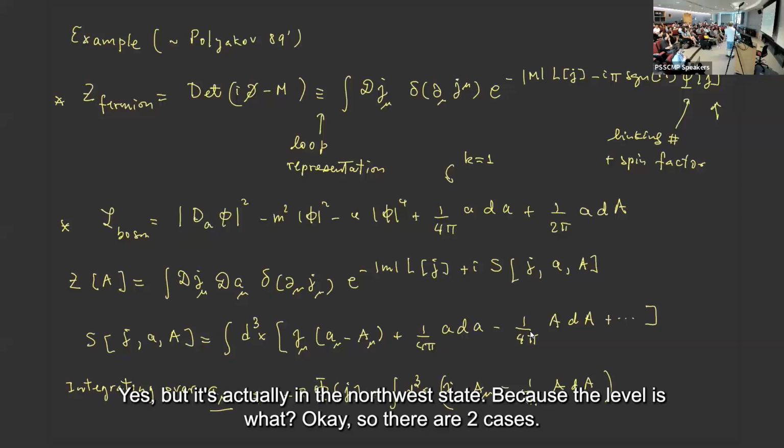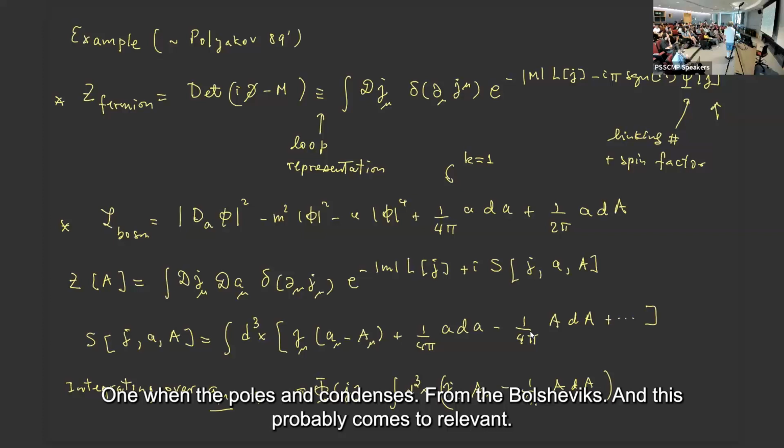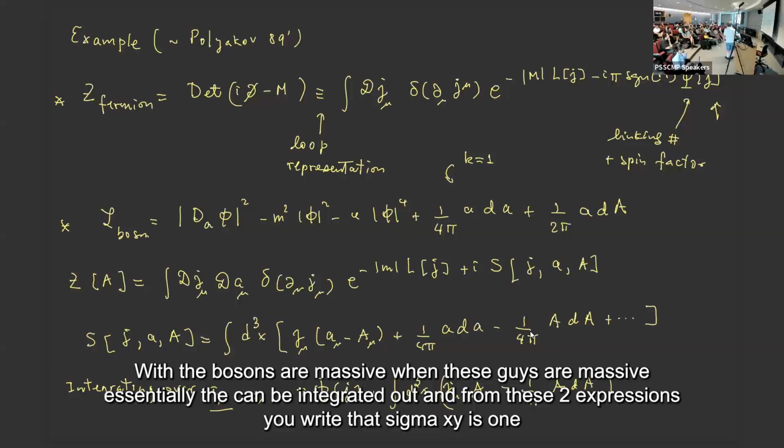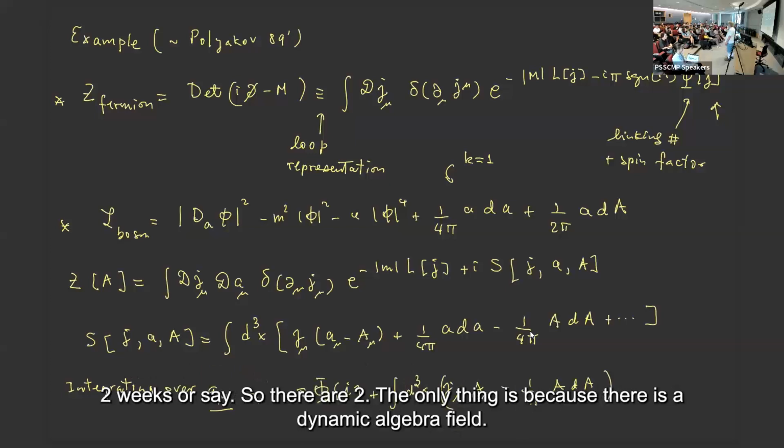Okay, so there are two cases. One, when the boson condenses. When the boson condenses, the gauge fields basically become massive, and this term becomes irrelevant, and you get nothing, it's a pure insulator. When the bosons are massive, essentially they can be integrated out, and from these two expressions, you derive that sigma xy is 1 times e squared over h. Okay, so it's the same. So there are two phases there. The only thing is because there is a dynamical gauge field, the physics is different from the particle vortex. There are no long range forces anymore.